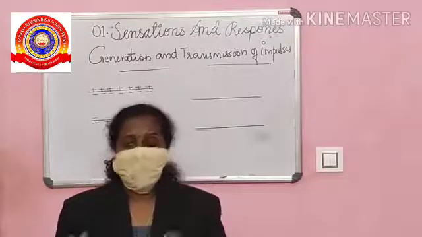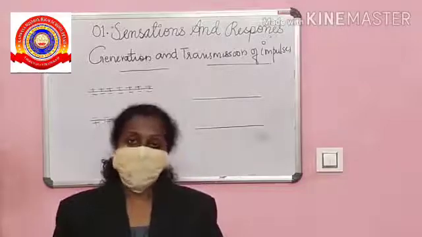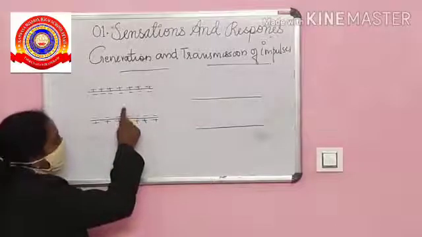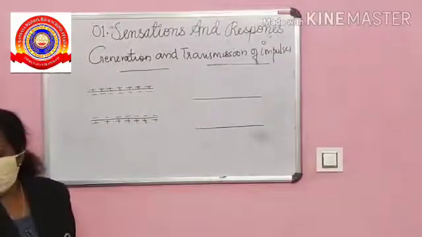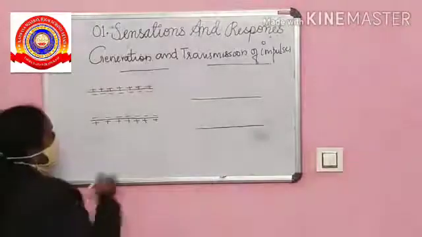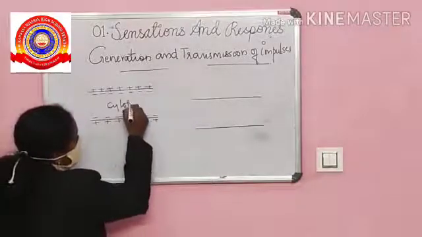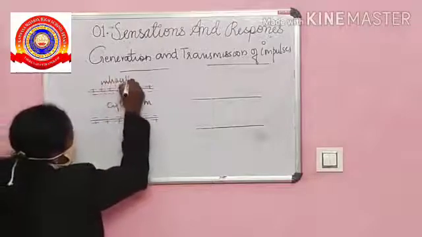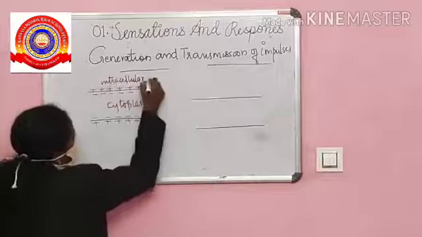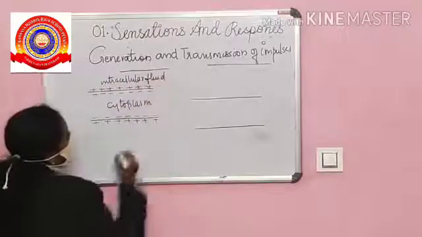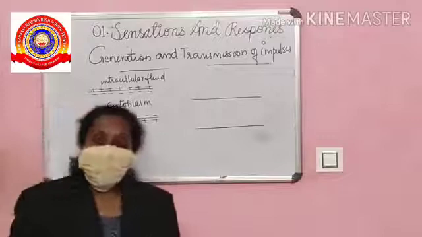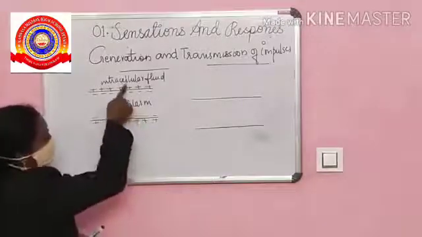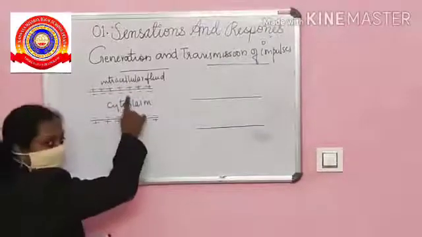Like all other cells, the axon is also covered by a plasma membrane. Here, the cytoplasm is seen inside and intracellular fluid is seen outside. The axon contains two charges, positive and negative. Positive charge is seen outside and negative charge is seen inside.